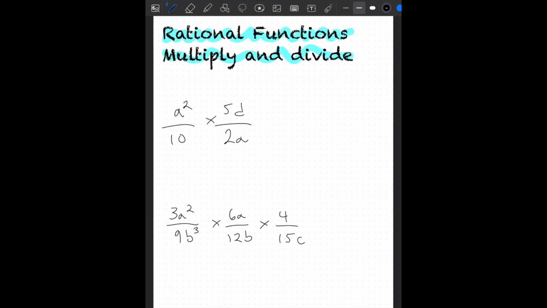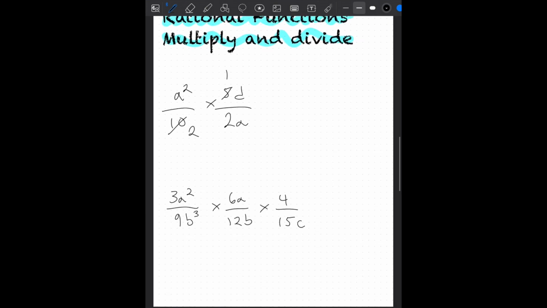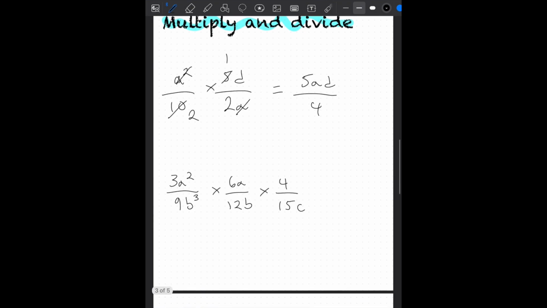All right, now let's continue multiplying and dividing with the rational functions. So this first example here, relatively okay. 10 and 5 can be canceled out into 1 on the top, 2 on the bottom. A squared, a can be canceled, so we'll be left with 5ad all over 4. Good.